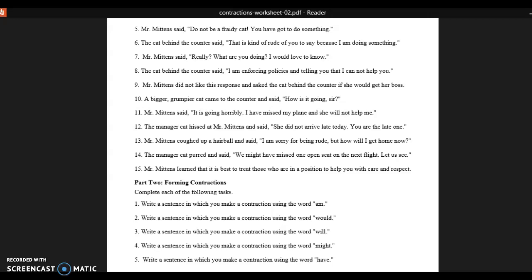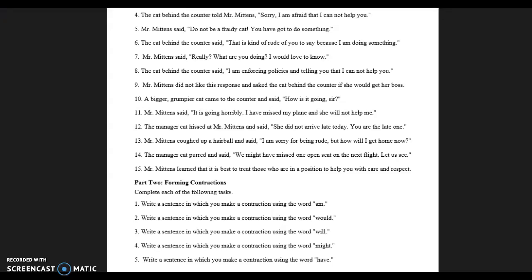Okay, I want to do this as a group work. But please do them, and when we meet next week in class, bring all your papers with you. Do not throw any of your papers, okay? I need to see them all because we will work on them together. So part 2, write a sentence in which you make a contraction using the word am. Of course, you have to make it as a contraction.